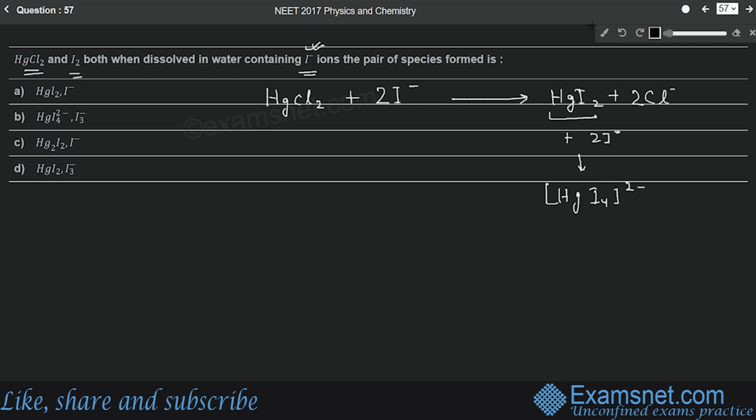Now the second one, that is I2. It will also react with iodide ion, so it will simply form I3 minus. So one of the species is HgI4 2 minus and the other is I3 minus. So the correct option will be option number B. Okay.